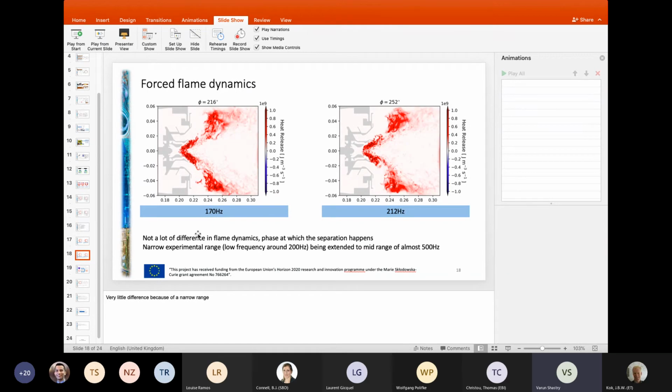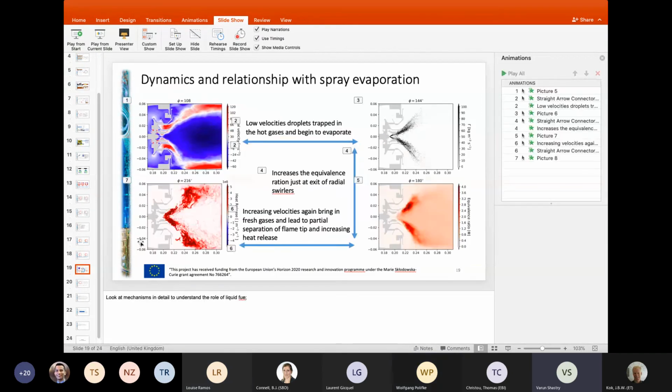Okay, so this was the main difference we observed. Is this visible? The separation at the point at which the flame separation happens. So we wanted to look at why these events are going on, and that is why we looked at the mechanisms. What we figured out was at around a phase of 108, you have a low velocity or a low mass flux through the radial swirler, because of which you have droplets that are getting trapped and evaporating, leading to an increase in equivalence ratio.